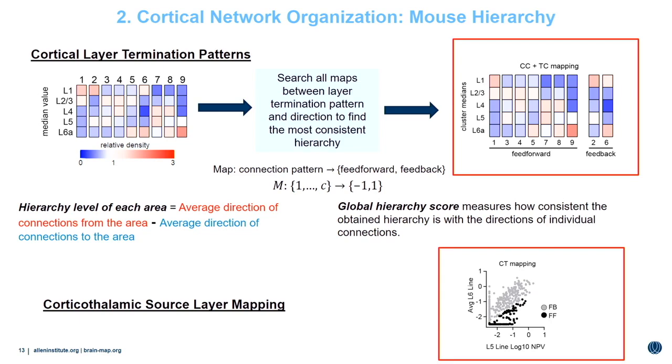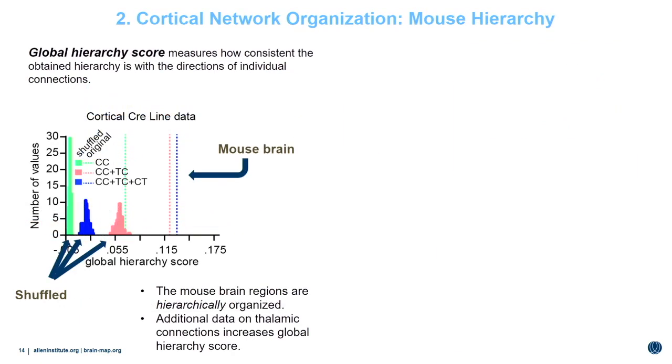All right, so remember, the first question we asked was whether the mouse brain regions are hierarchically organized at all. In order to test that, we generated shuffled data where the source, target, and layer termination patterns were randomized, and computed the global hierarchy score for this shuffled data and compared that to the global hierarchy score from the mouse brain data. So this is what we see.